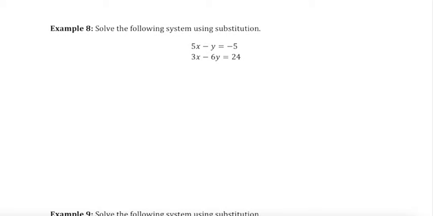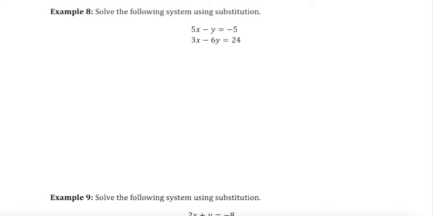Example number 8. Start by labeling your equations, equation number 1 and equation number 2. So I want to find out where these two straight lines intersect on a Cartesian plane. I want to isolate for one of these variables. So I take a look at my equations. Equation number 1, I have a 5 in front of my x, so I don't want to get x by itself. But I do have a 1 in front of this y, so this is a good thing for me to solve for. If I take a look at equation 2, both of my x and my y have a coefficient that's not 1.